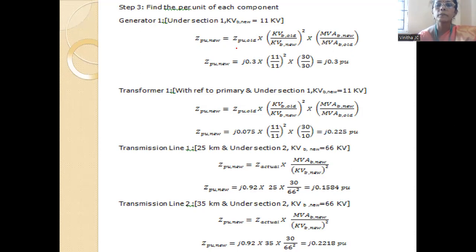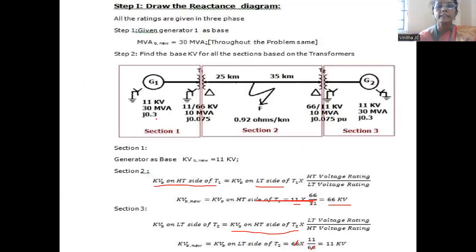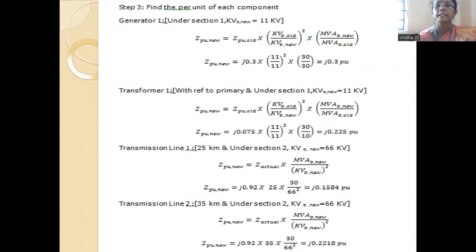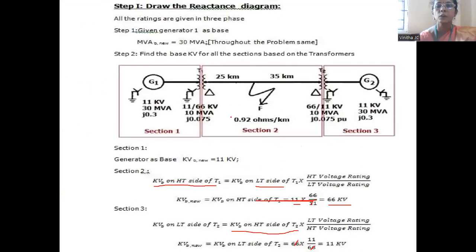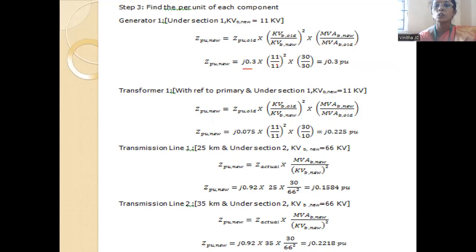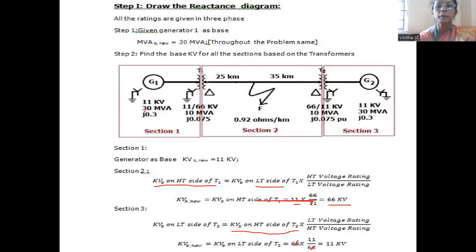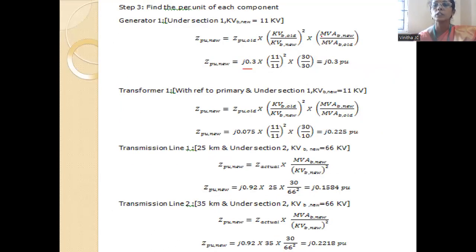So if you take generator 1, Z per unit old is j0.3. Substitute here, it is j0.3. What is old by new? The old value given is 11 kV. What is new? It is also 11. So 11 by 11 into MVAB new by MVAB old. MVAB old is 30 and MVAB new we have chosen as 30. So 30 divided by 30, this gets cancelled and this gets cancelled. So the answer is j0.3 per unit.